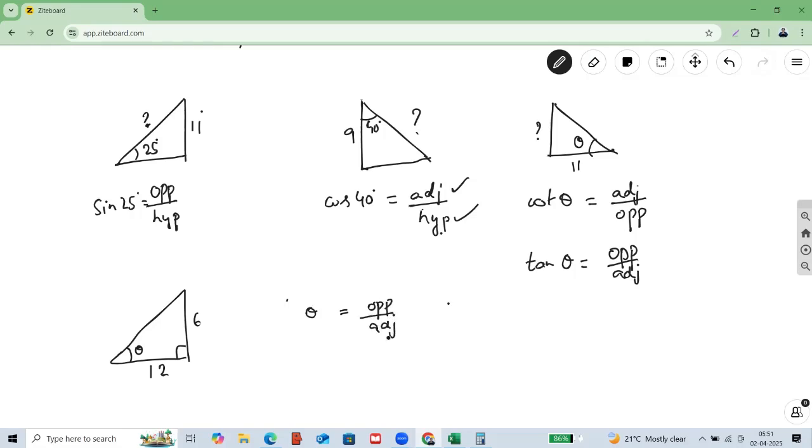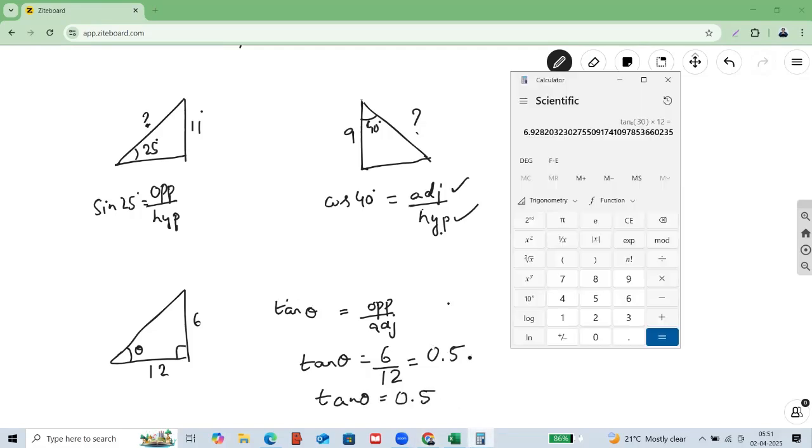So what is the trigonometric ratio I have to use? It is tan theta, isn't it? Tan theta is given by 6 over 12. Now, 6 over 12 is nothing but 0.5. So, tan theta is 0.5. But how do I find theta?